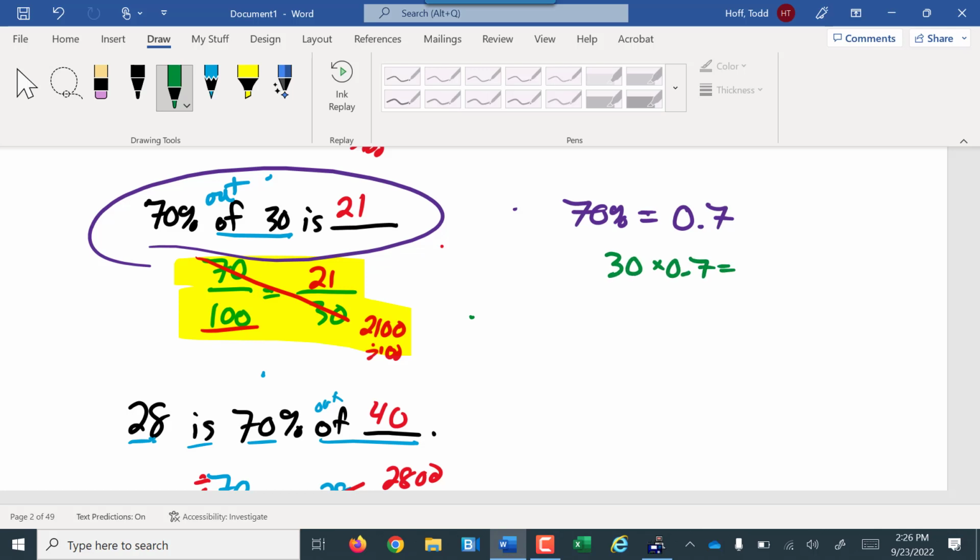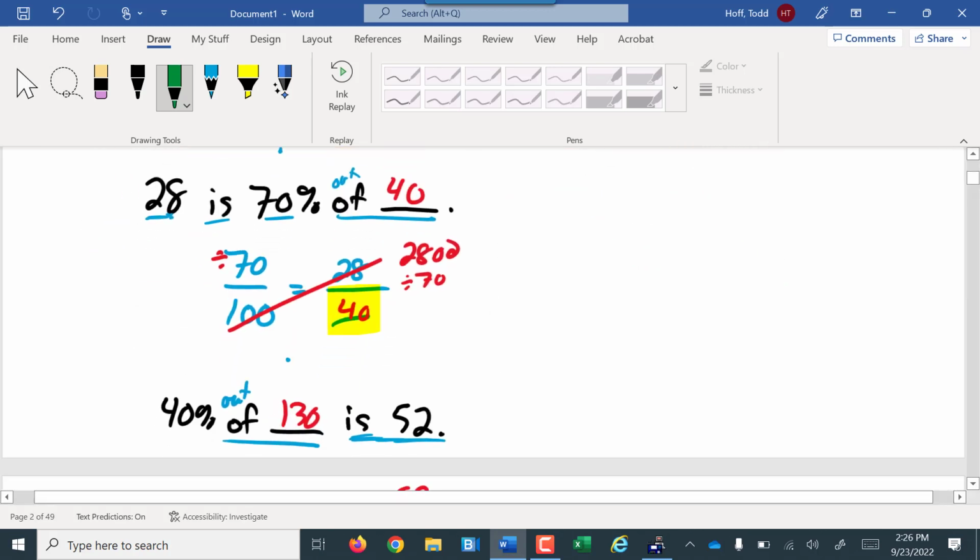30 times 0.7 gives us the 21 as our portion. So there, on all three of those, we saw much quicker and easier than doing the proportion. The reason I say the proportion produces less mistakes is because we run into ones like this next problem.